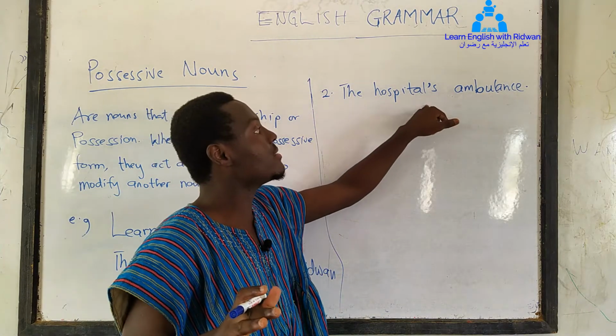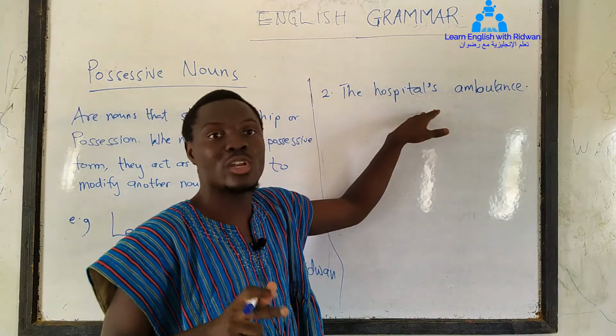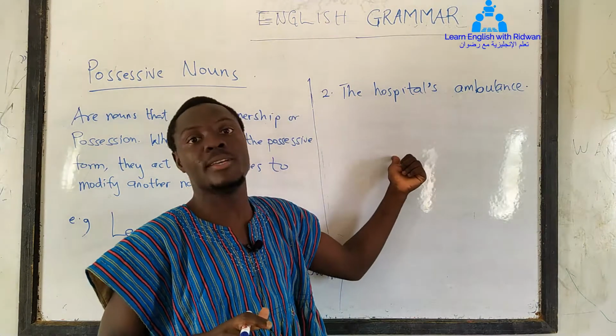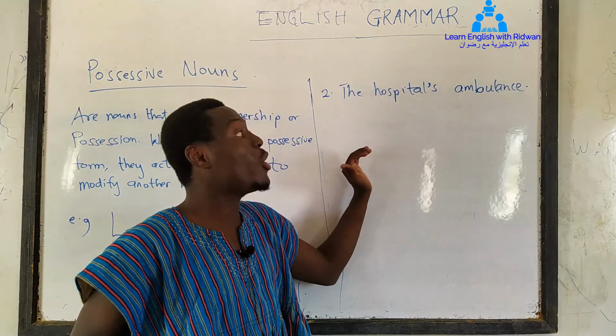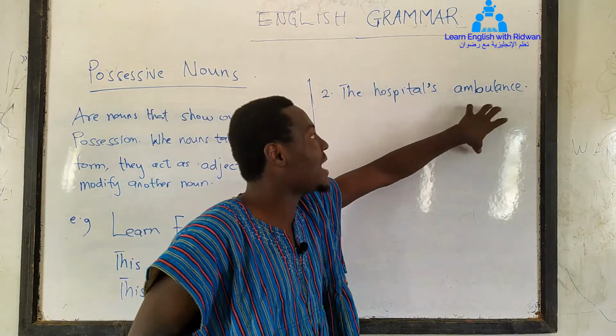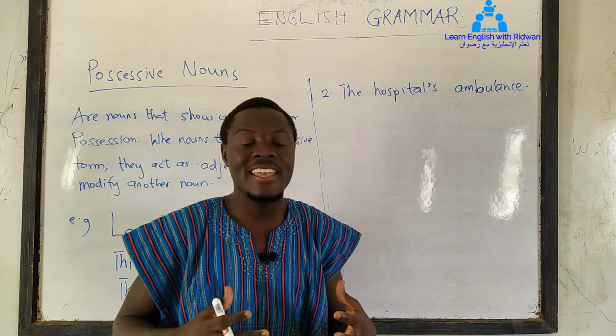So the hospital's ambulance, meaning this ambulance belongs to the hospital. That is, the possessor of this ambulance is the hospital. In other words, the owner of this ambulance is the hospital, which means this ambulance belongs to the hospital. Now you see how English is.